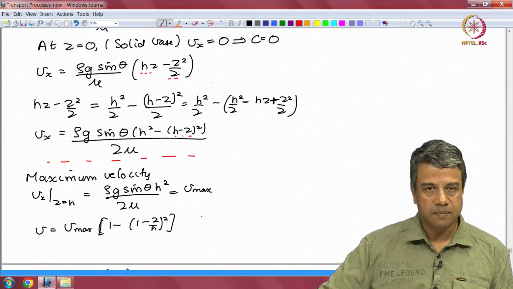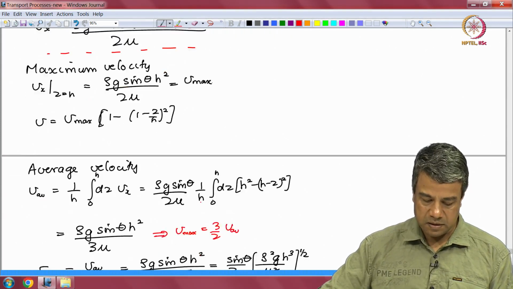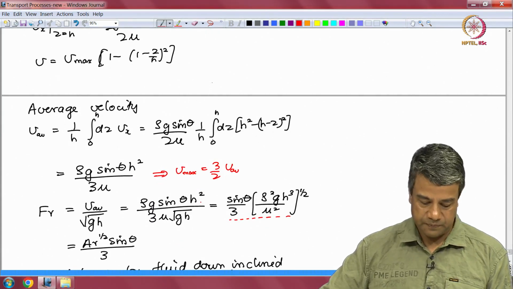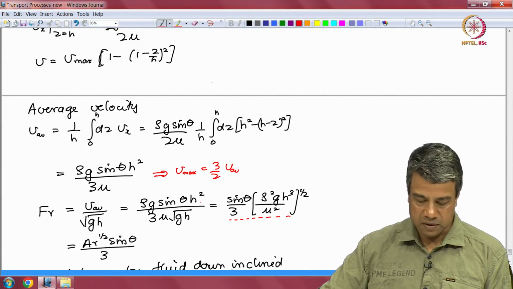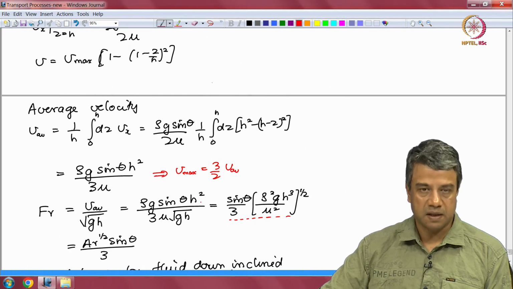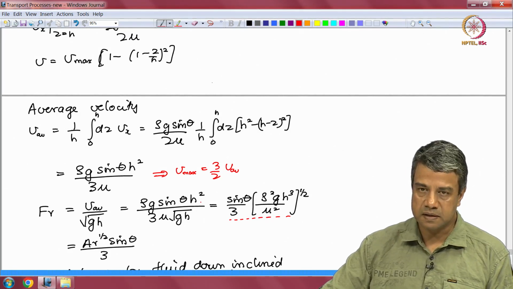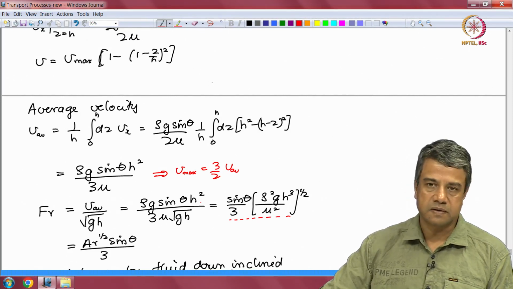And then we had calculated the maximum velocity and the average velocity; the ratio of maximum by average was 3 by 2. We also got a correlation for the Froude number, V average by root g h, which was Archimedes number to the half power in this particular case. So, that is a correlation for the velocity for the flow down an inclined plane between the dimensionless groups. Froude number is the ratio of inertial and gravitational forces, Archimedes number is the ratio of gravitational and viscous forces.